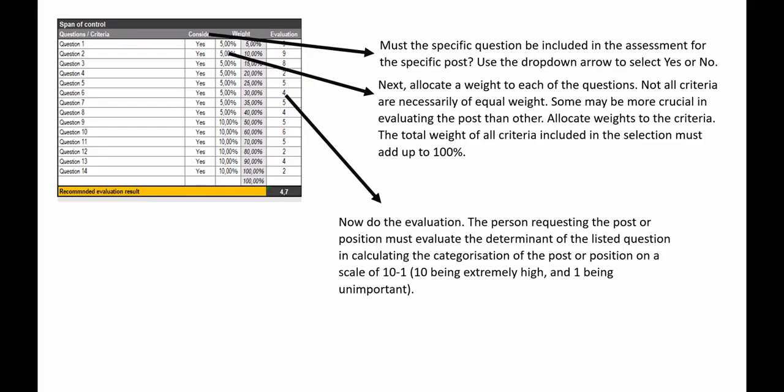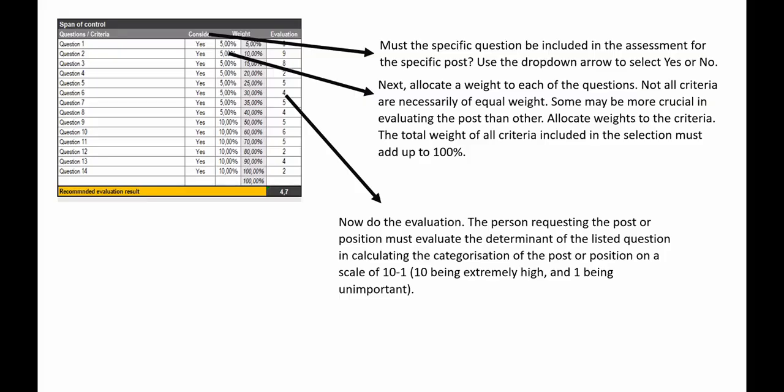Must the specific question be included in the assessment for the specific post? Use the drop-down arrow to select yes or no. Next, allocate a weight to each of the questions. Not all criteria are necessarily of equal weight. Some may be more crucial in evaluating the post than others. Allocate weights to the criteria. The total weight of all criteria included in the selection must add up to 100%.